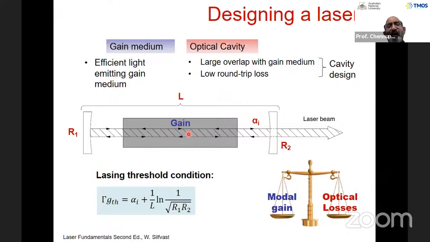Also, we need to create so-called population inversion, and that's where the lasing takes place. So essentially, whenever the modal gain of a particular optical mode is equivalent to the optical losses in the cavity, lasing starts taking place. And in fact, this is the lasing threshold condition. Essentially, it is saying exactly the same thing.